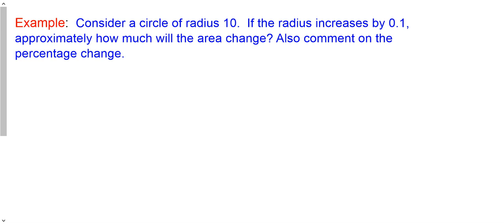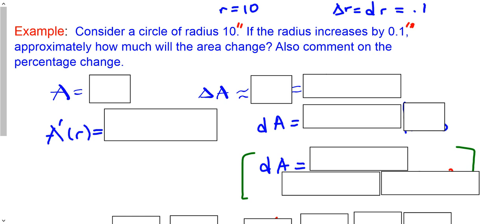Now, the other type of example I had mentioned at the introduction was, okay, if you know a quantity changes by a certain value, how much a function that relies on that quantity changes. So, for example, consider a circle of radius 10 inches. If the radius is increased by 0.1 inches, how much do you think the area will change? Also comment on the percentage change. So, we know that the circle has radius 10 and the radius increases by 0.1. What's the impact on the area of the circle? First of all, what is the formula for the area of a circle? Pi r squared.